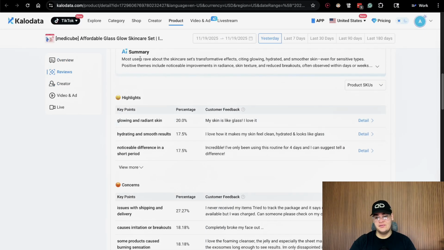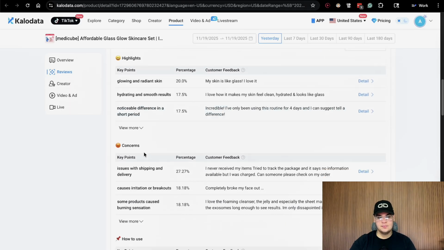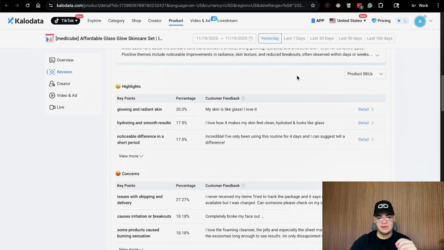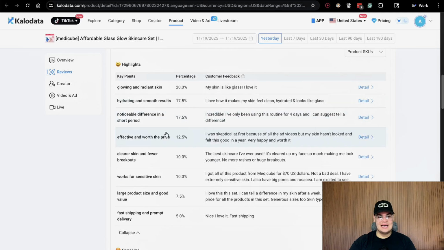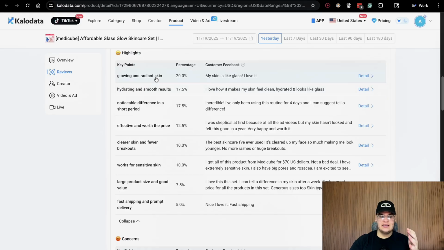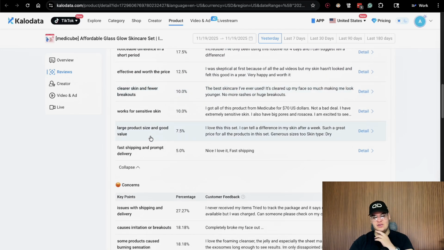Okay, so this is a very, very big and a very, very good part of KaloData. This is basically where you can see reviews. And this might not seem like a very big feature of it, but it's insane because, for example, right here we can see everything that was good. So these are the highlights and the common review types of people that they left. A lot of people said glowing and radiant skin. It was hydrating and they got smooth results. Notable difference in a short period, effective and worth the price. Clearer skin and fewer breakouts, and works for sensitive skin.